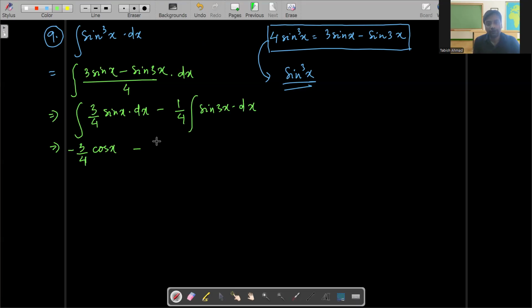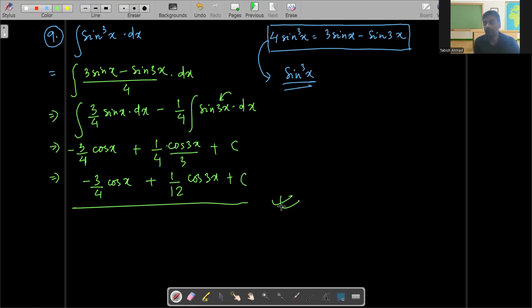Now minus 1 by 4 is a constant. Sine 3x integrates to negative cos 3x, so negative negative is positive. It will become cos 3x, and 3 is a multiplier here, so it will come down to the bottom. Why did I write 4 there? That is wrong. It will become 3 because 3x is there. So I wrote 3 and plus c. You are done with your answer. So 3 by 4 cos x plus 1 by 12 cos 3x plus c. This is the integration. Got it?